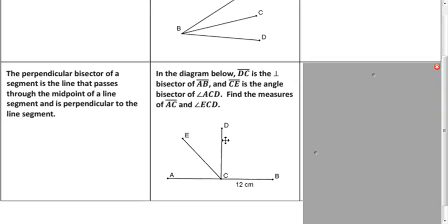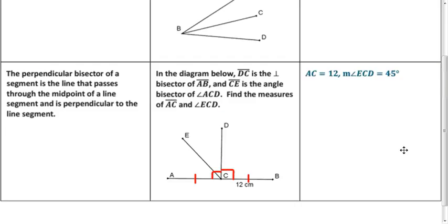In this picture, we have a perpendicular bisector as well as an angle bisector. So what's the length of AC and what's the measure of angle ECD? Well, since we have a perpendicular bisector, these 2 halves are congruent. So AC has to be 12 centimeters. And this is perpendicular, so this is 90 degrees. So since we have a line here, this half is 90 degrees. And the angle bisector is going to cut that 90 in half and give you 45 degrees.